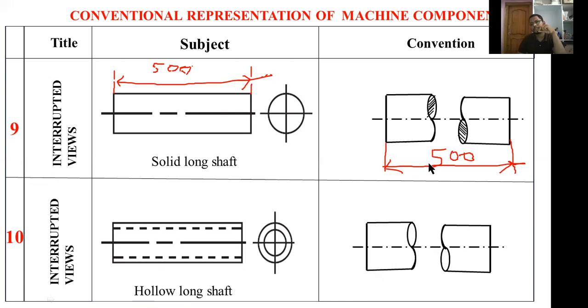Same diagram, but the difference between this one and this one is here. In this shape, I am drawing the hatching lines for solid shafts, but for hollow shafts don't draw the hatching, because this one is hollow. Just draw another arc. This double arc indicates a hollow shaft.